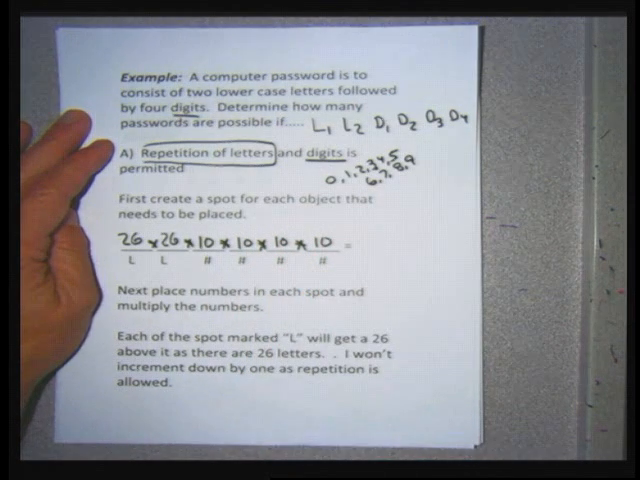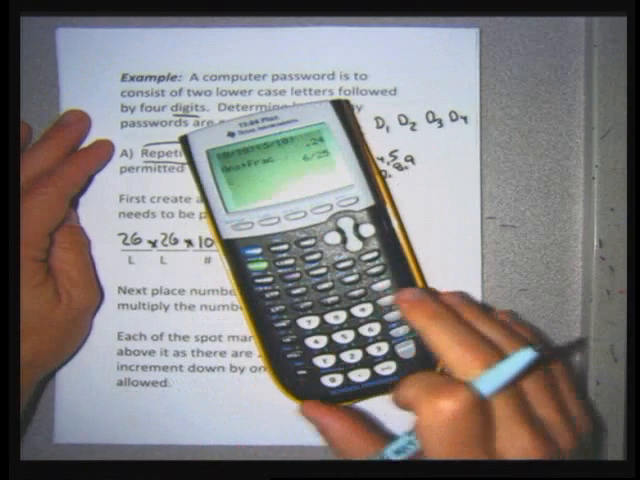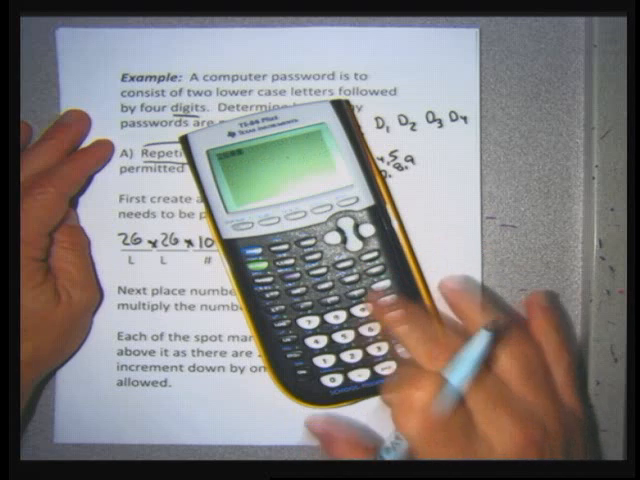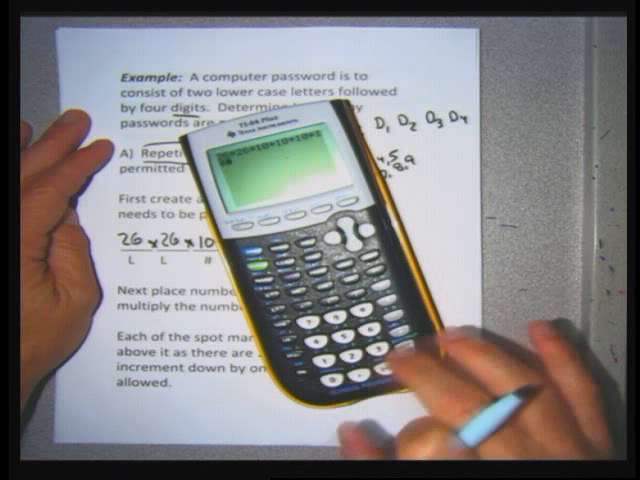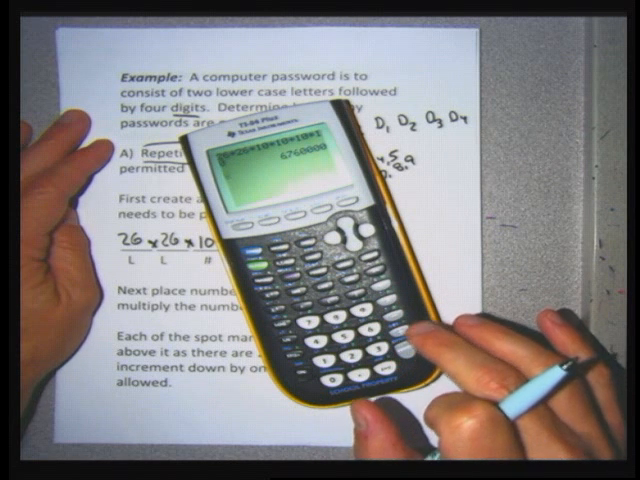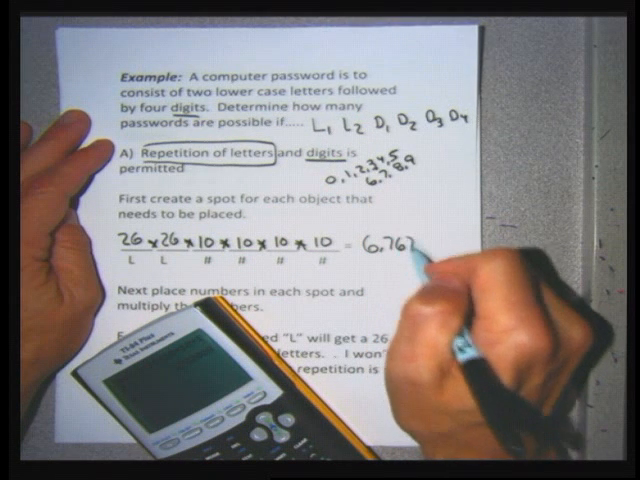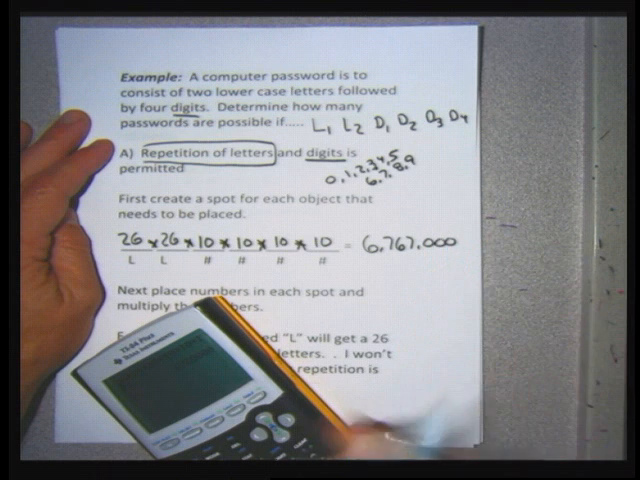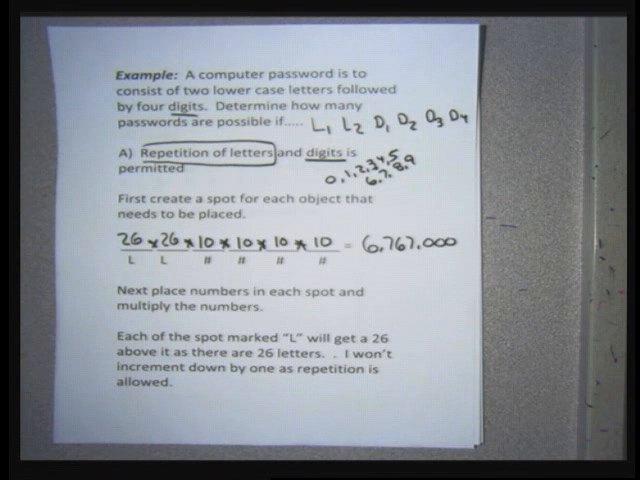So if I multiply those 6 numbers together, I'll get the number of possible passwords that have 2 lowercase letters followed by 4 digits. Of course, if you're differentiating between upper and lowercase letters, you'd get more, and you can make these problems really complicated really quick. So I'm going to go 26 times 26 times 10 times 10 times 10 times 10, and I get 6,760,000 passwords are possible of the form 2 letters followed by 4 digits. And again, that's assuming that we are allowed to duplicate letters and duplicate numbers.